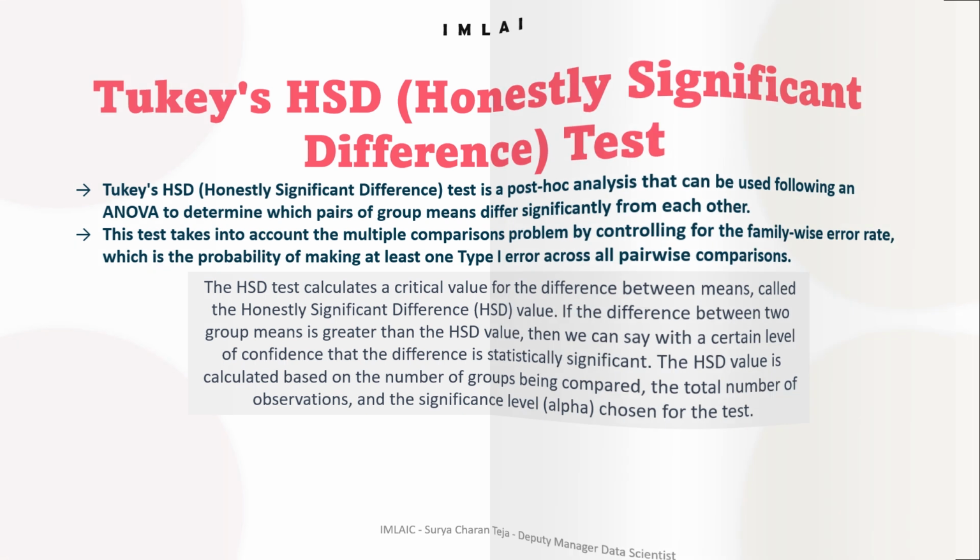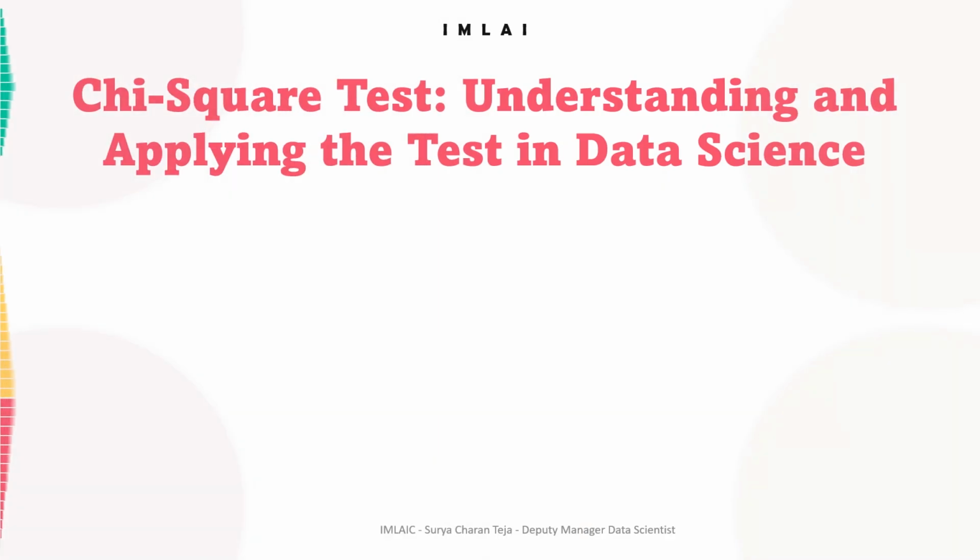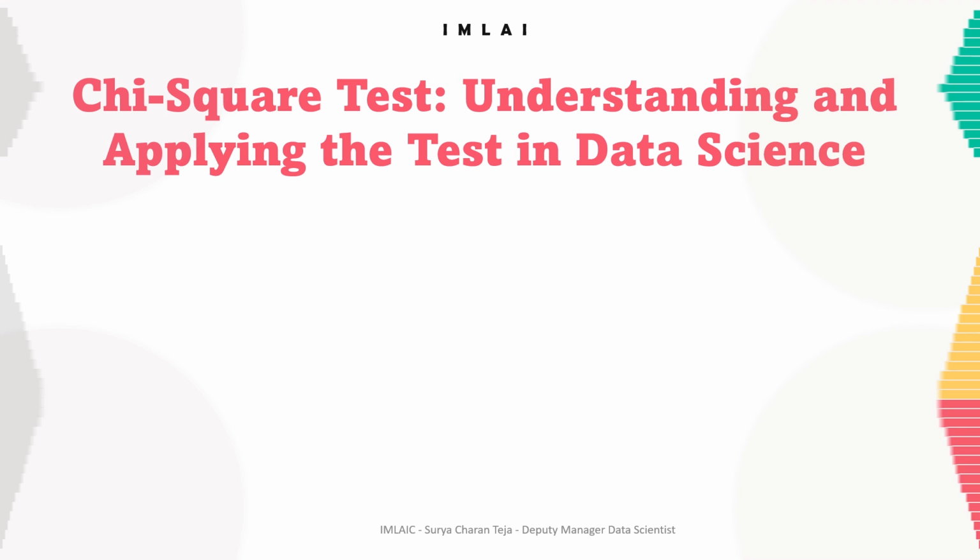Now it's time for the chi-square test. The chi-square test is a statistical test that is used to determine the association between two categorical variables. It's a non-parametric test, which means it does not assume any specific distribution of the data.